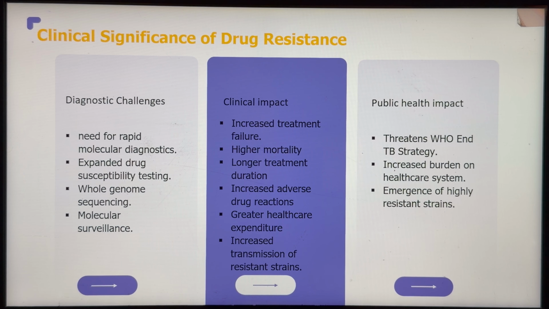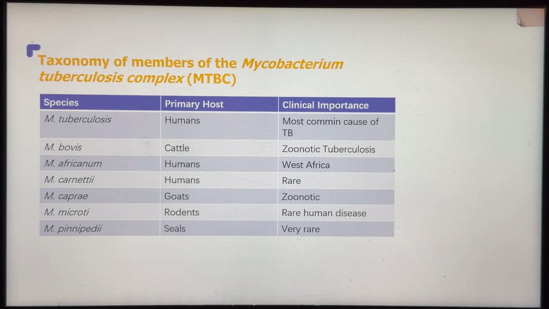strong public health programs. Having understood the clinical importance of drug resistance, let's now revisit the organism itself by reviewing the microbiology and basic characteristics of Mycobacterium tuberculosis before we explore the molecular mechanisms of resistance. Having discussed the epidemiology and clinical significance of tuberculosis, let us now briefly review the taxonomy of the organism.